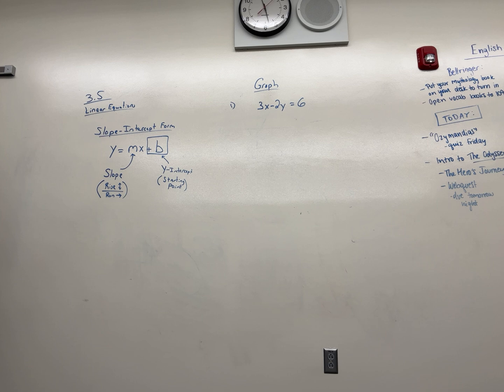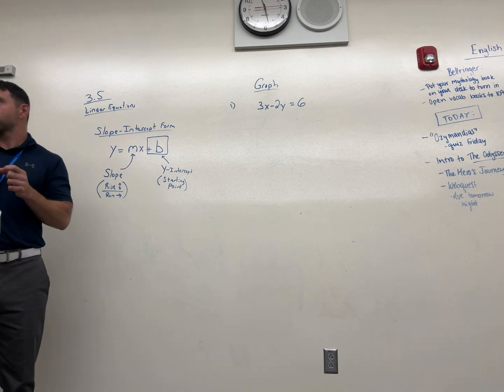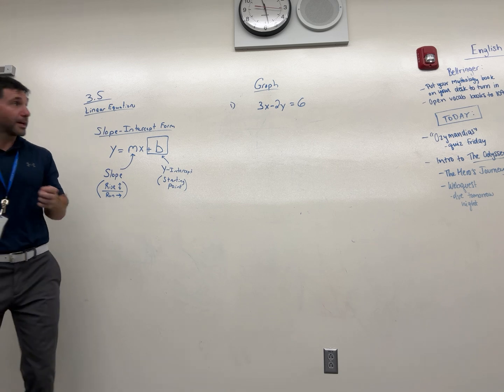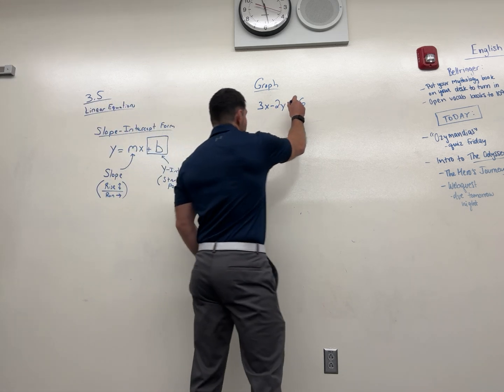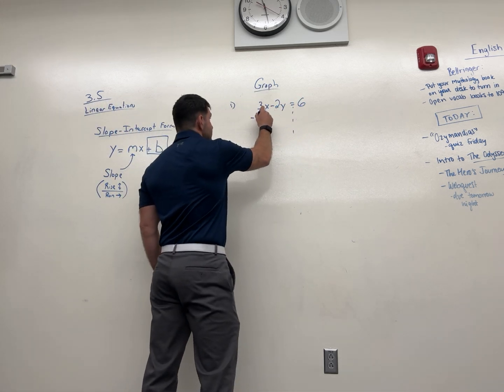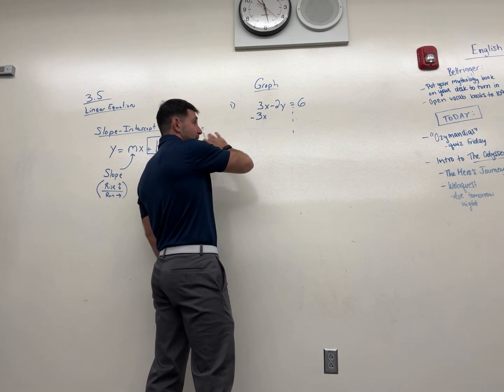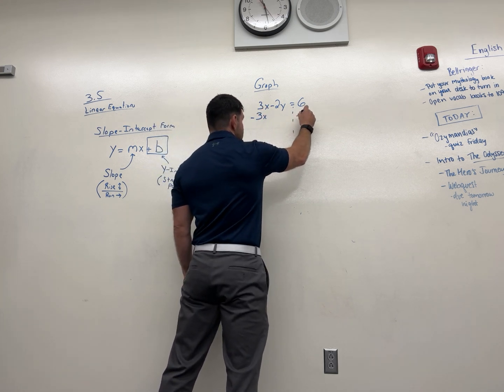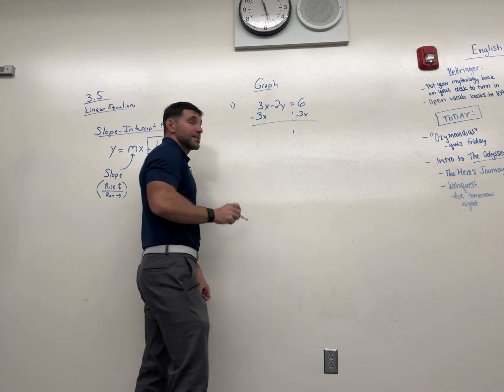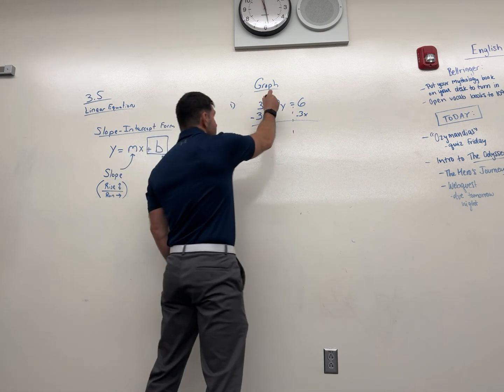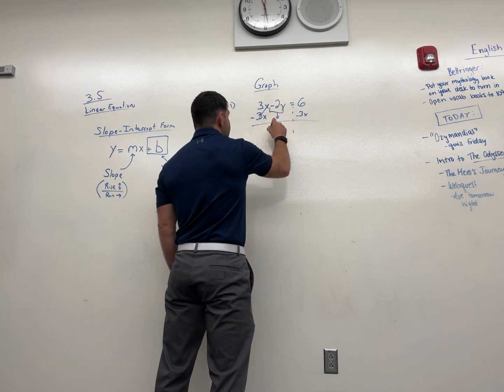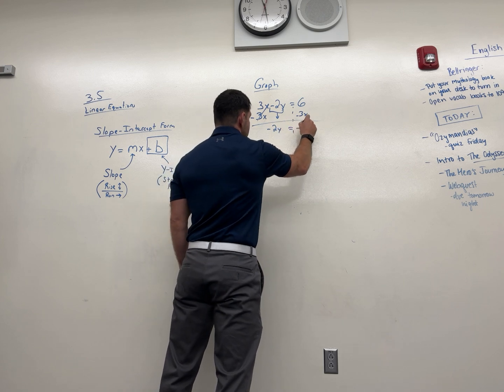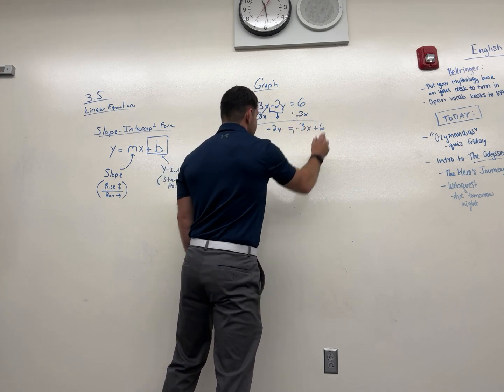Okay, good. So, we got to get y by itself. How do we do that? What's my first step? You gotta move the 3x. Ella, how do I move the 3x? You subtract it from this side and the other. Ella, can I combine my 6 and my negative 3x? No. So now, negative 2y equals negative 3x plus 6.